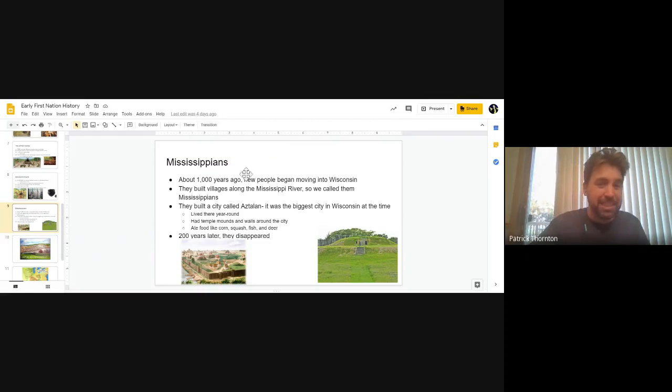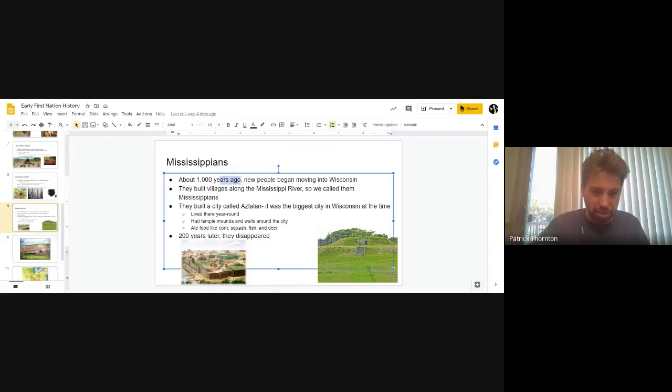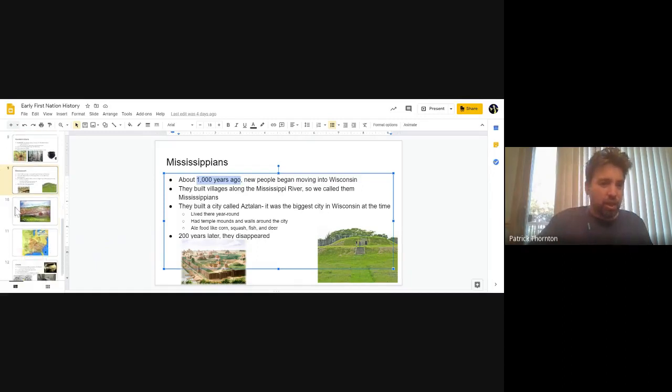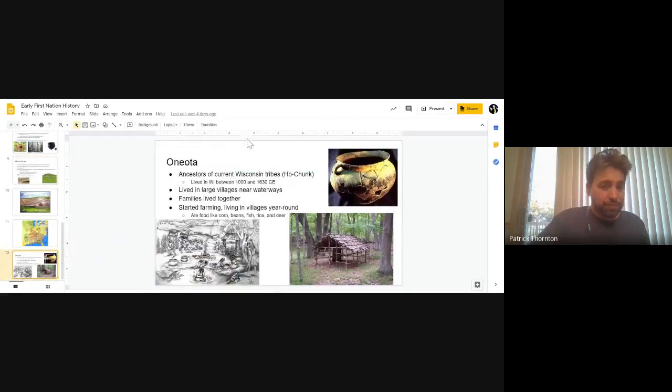So we can see the Mississippians now. This is about 1,000 years ago. We're not even getting to the Menominee, the Ojibwe, the Ho-Chunk. We're not to them yet. This is before those groups. And then we have the other one, the Oneota.